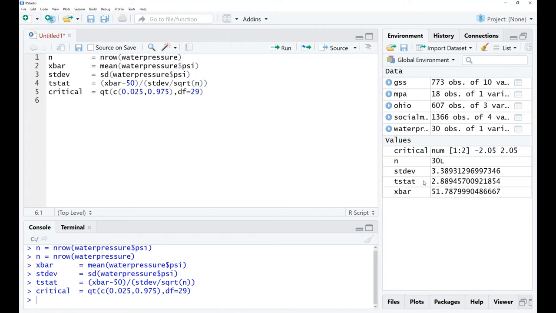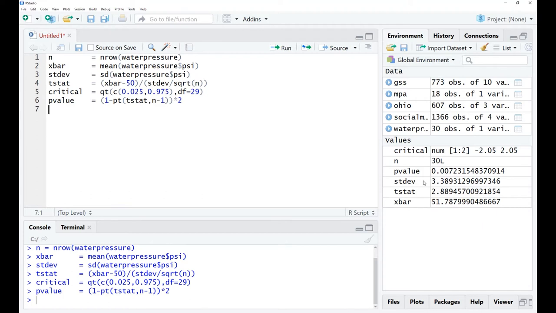Okay? Note that you can also calculate the p-value manually by doing the following. You can type in p-value is equal to 1 minus pt, the test statistic, with 29 degrees of freedom, or n minus 1. And note that you have to multiply this by 2 since it is a two-sided test. And you get a p-value of 0.0072. What this means is that given the hypothesized mean of 50 psi, the average that we are observing of 51.78 is extremely unlikely to observe.